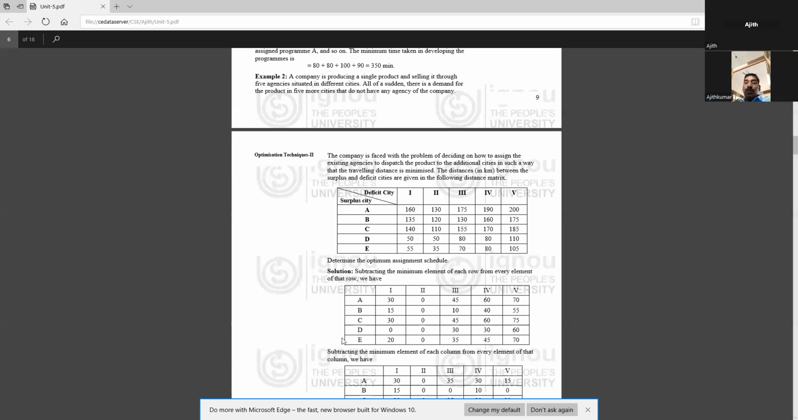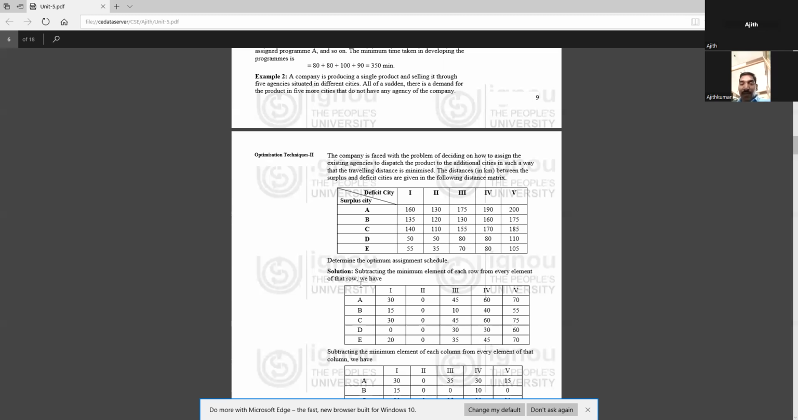So first we have to check whether the problem is balanced or unbalanced. So 5 rows and 5 columns. The given problem will be balanced. So second, we have to do the row minimum. In the first row, the minimum element will be 130. So subtracting from 130, we get the answer 30, 0, 45, 60, 70.